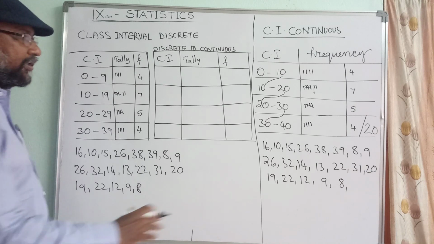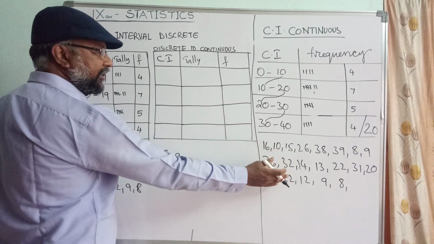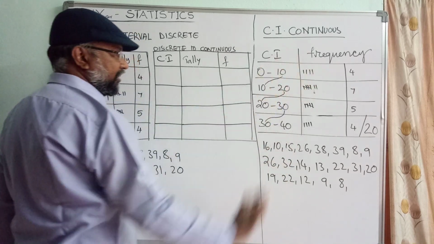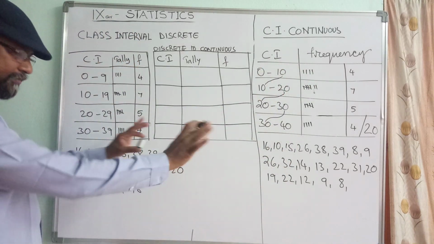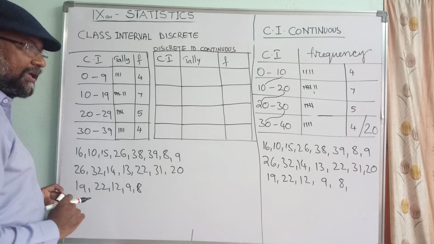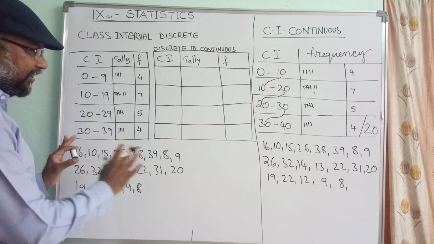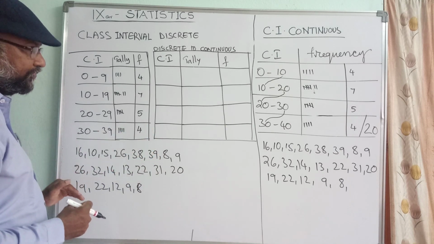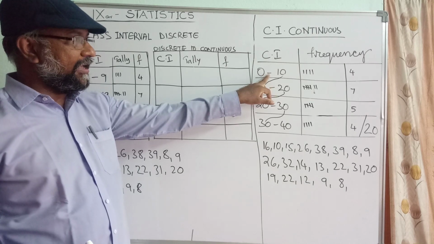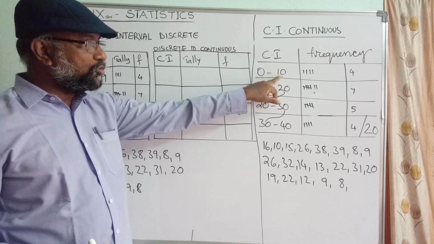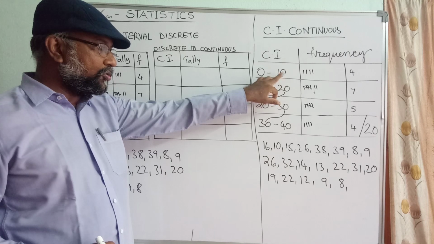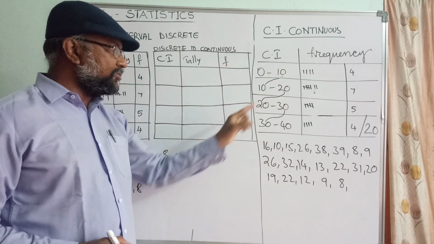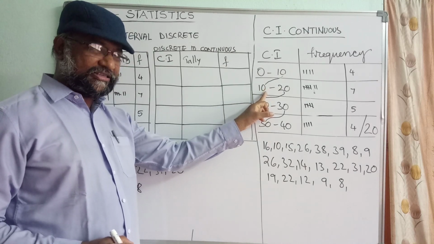That's all. Here we have 20 numbers, tally and frequency. Same 20 numbers are here. And what is the difference? How can we take the same 20 numbers? Here you can take 0 up to 9 only. 10 should not be taken in this class. If 10 comes, you have to write it in the next class.